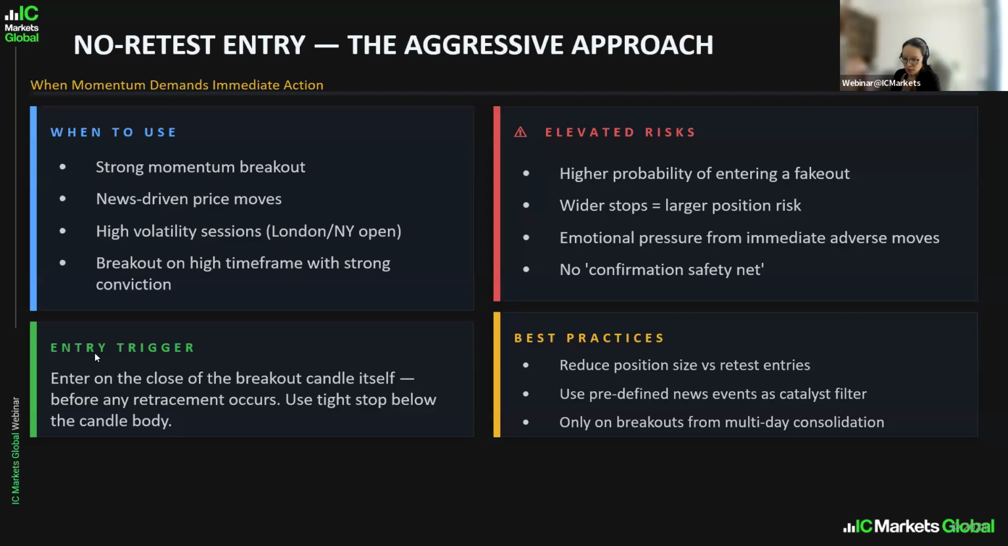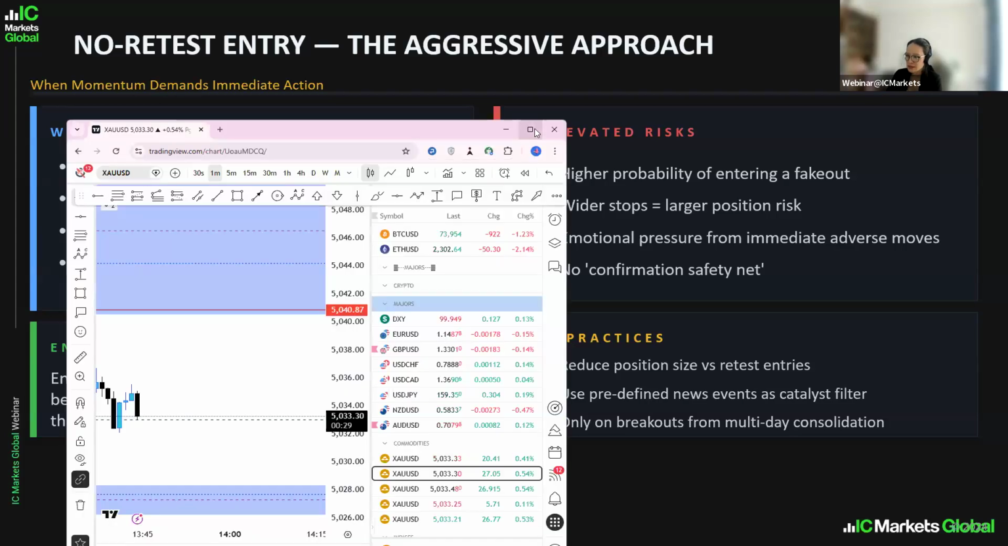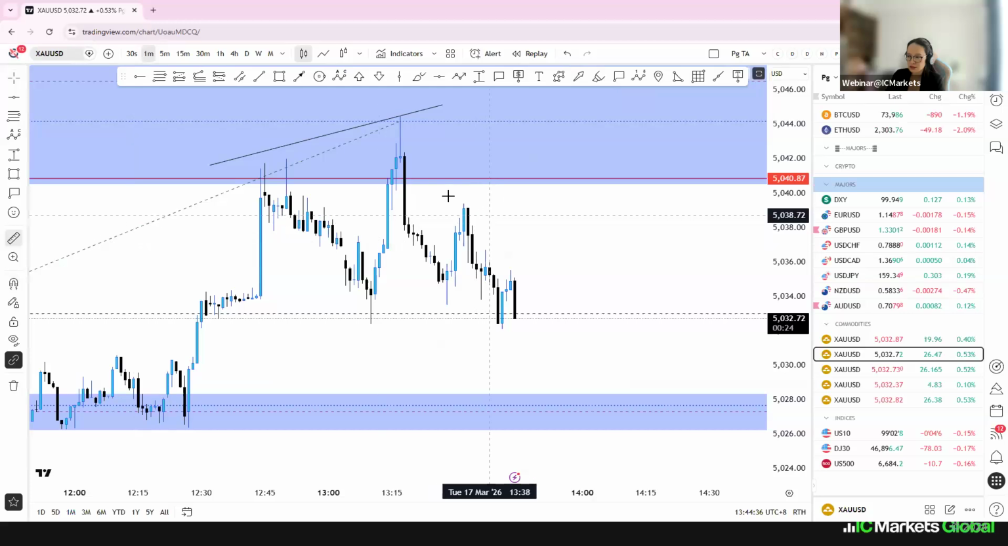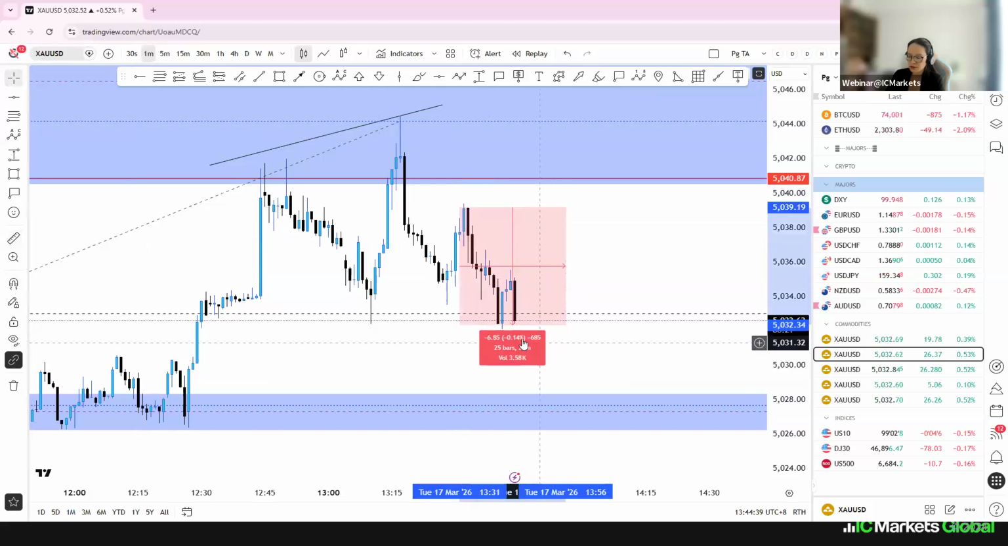Entry trigger: enter on the close of the breakout candle itself, before any retracement occurs, and use a tight stop below the candle body. What does this mean? Let's say I'm going to use gold again, for example. Just now, if you sold here, you would see 50 pips for scalping, close for scalping, right?